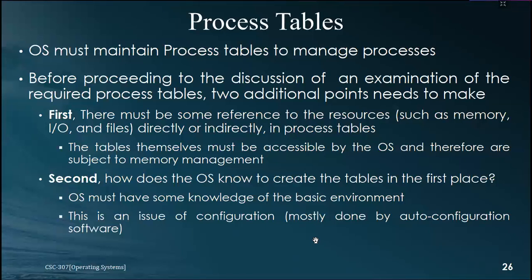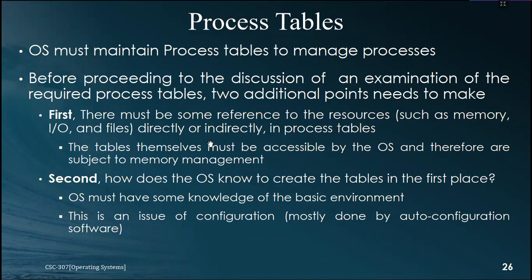Before proceeding to the discussion of the required process table, we need to make two additional points. First, there must be some reference to resources such as memory, directly or indirectly, in a process table. Whenever a process starts, it needs references to where and which resources the software is using.